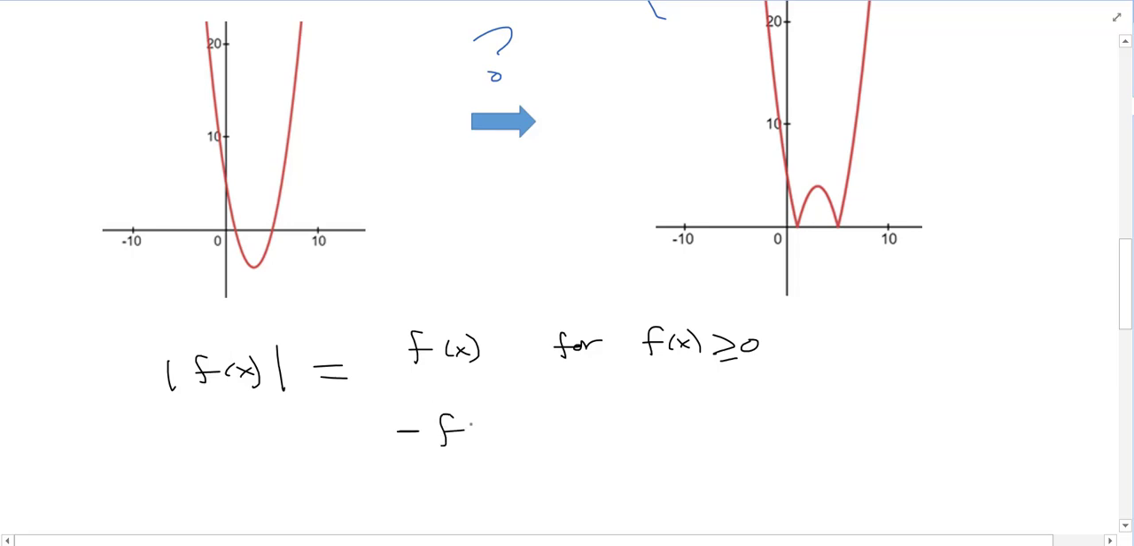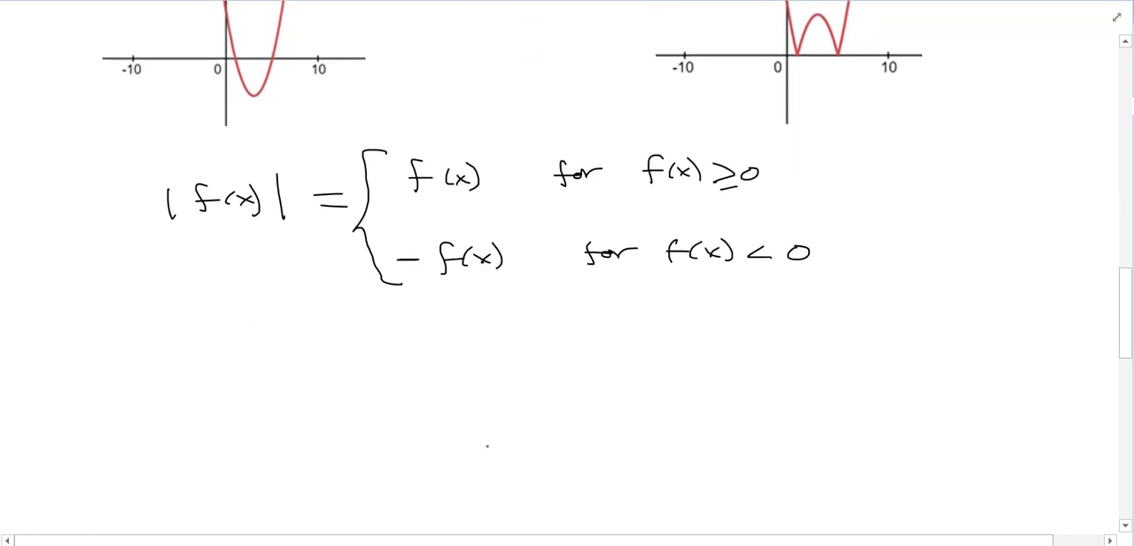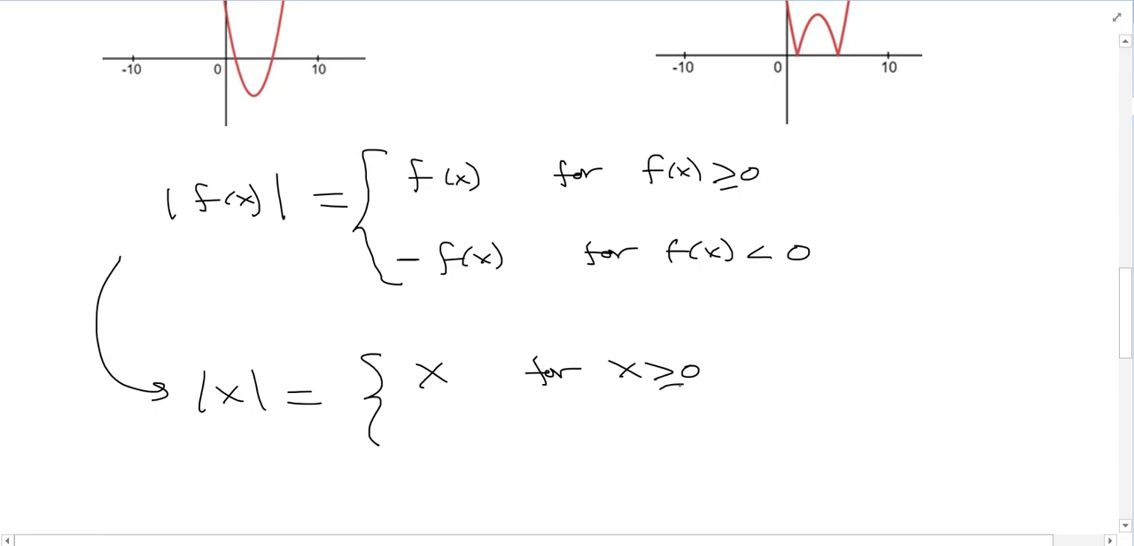And negative f of x when the values are negative. I'm bringing this from our definition of absolute value. What is the definition of the absolute value of x? It is x for x greater than or equal to 0, and negative x when x is less than 0. So think about examples of this. If I ask you for the absolute value of 3, what do you say? 3, right? It's already positive, so it stays positive.